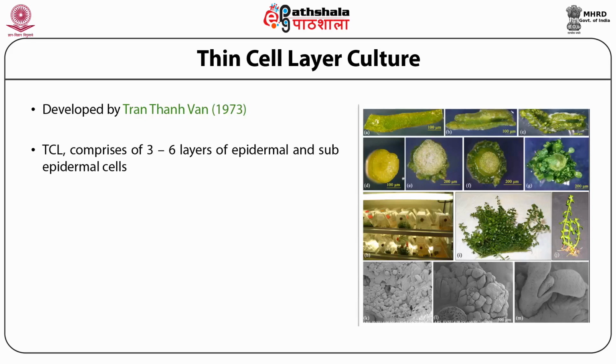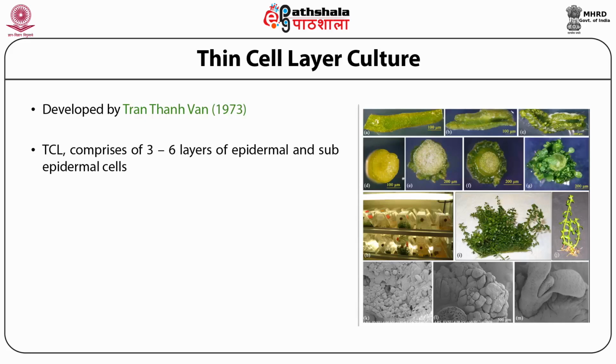Epidermis, if you remember your morphology class, is the uppermost layer of cells. So if you excise it and put it in culture, normally it fails to grow. And I'm sure you all remember taking out onion peel to study the cell structure. But here it is 3 to 6 layers of epidermis and subepidermis, which is put on a media.